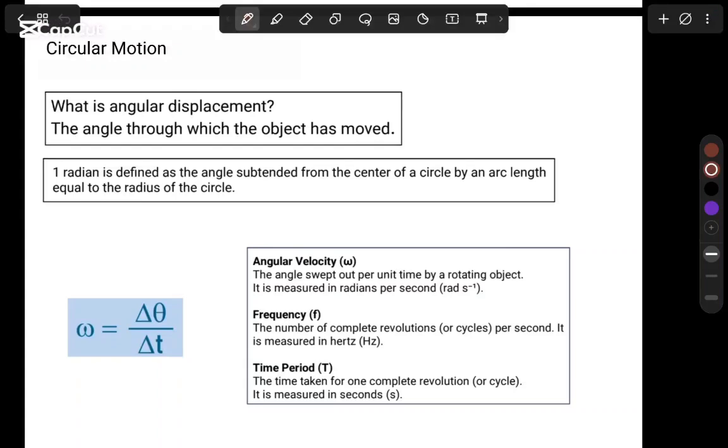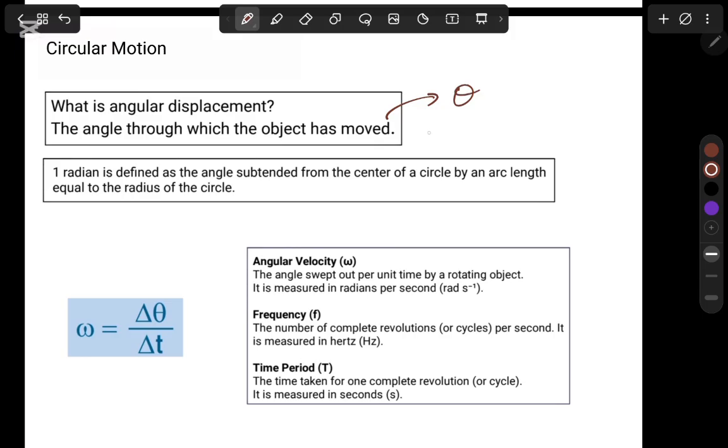Okay, so we're going to be looking at circular motion, all of it in as short of a time as possible. So without further ado, let's start. What is angular displacement? That's going to be the angle through which the object has moved. We show it through the symbol of theta.